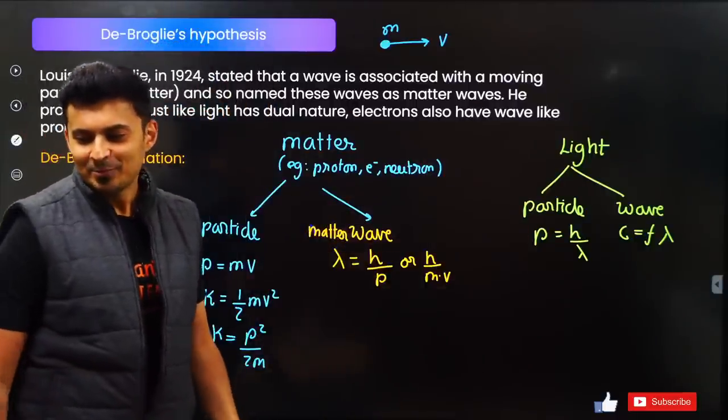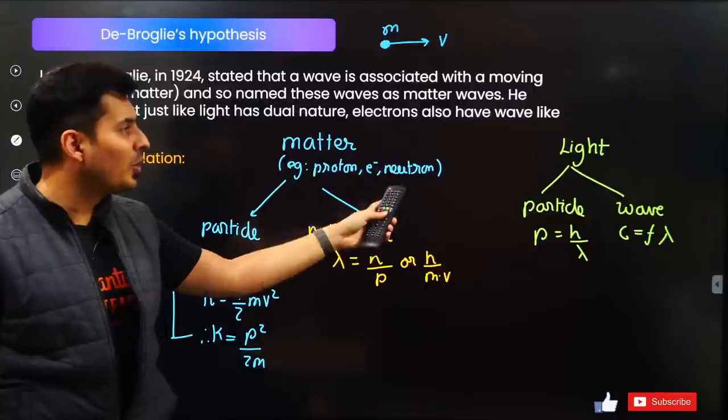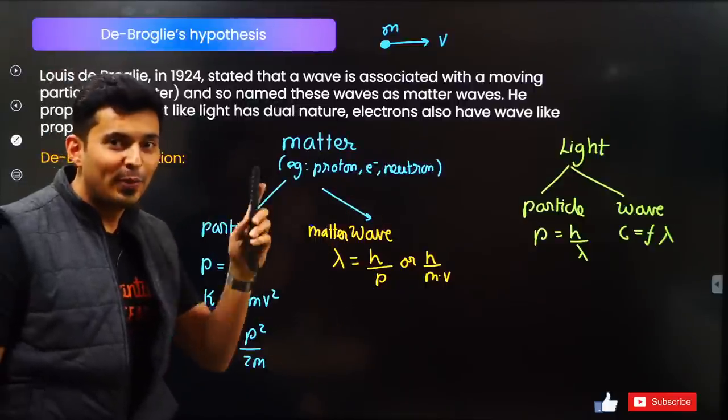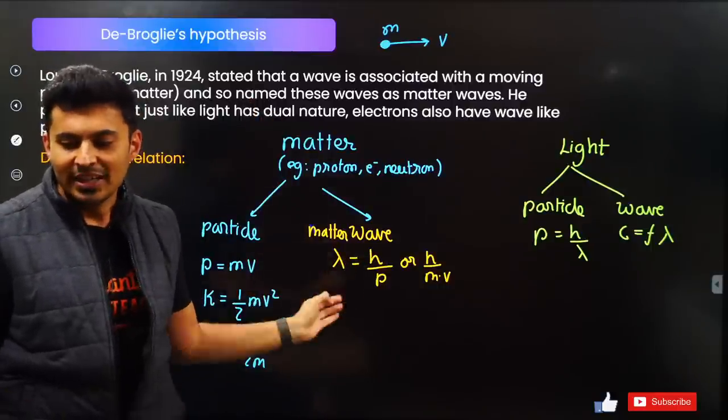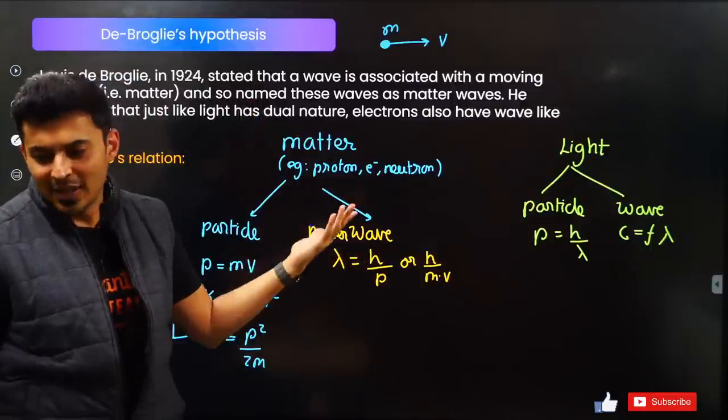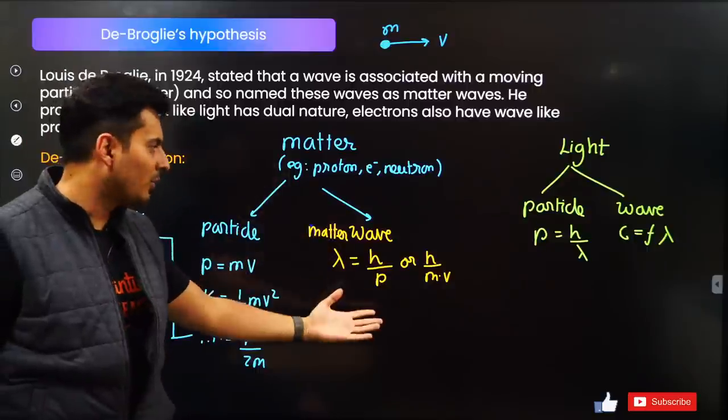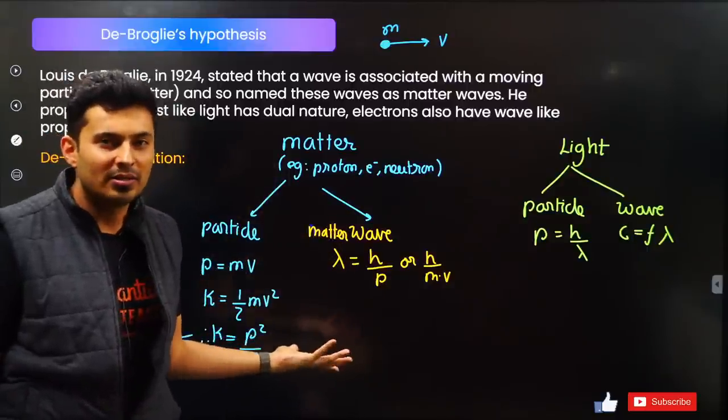Okay, clear? Yes. Is this valid for only moving particles? Yes. When you have a particle at rest, will it have a matter wavelength? Yes or no? Will it have a matter wavelength? Yes or no? Very good questions you guys are asking.